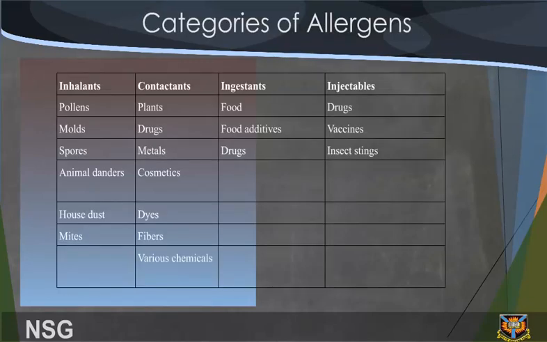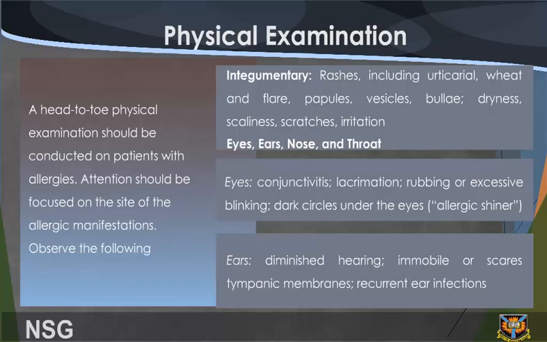Categories of allergens. See table. Physical examination. A head-to-toe physical examination should be conducted on patients with allergies. Attention should be focused on the site of the allergic manifestation. Observe the following.